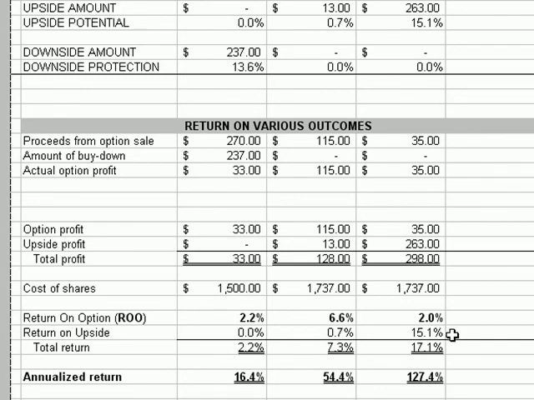And finally, we go to the $20 strike, the out-of-the-money strike, which gives us a $35 per contract return on a cost basis of $17.37. That represents a 2.0% 49-day return. And if we get the upside potential of 15.1%, that would give us a 17.1% 49-day return, or a whopping 127.4% annualized return.